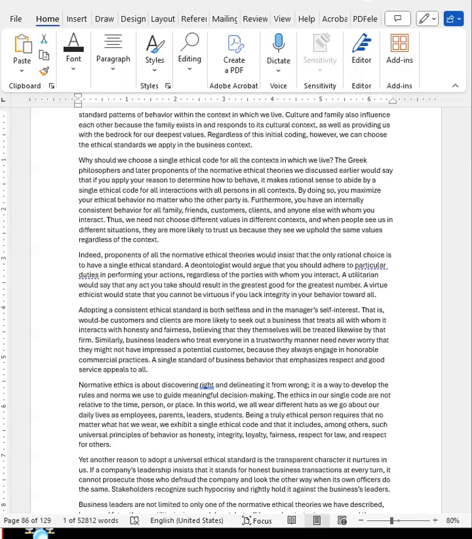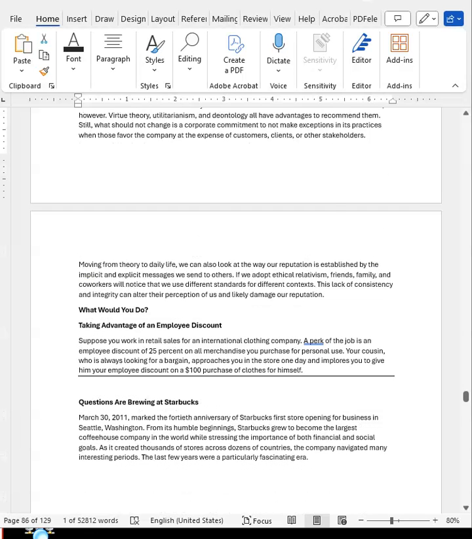Business leaders are not limited to only one of the normative ethical theories we have described, however. Virtue theory, utilitarianism, and deontology all have advantages to recommend them. Still, what should not change is a corporate commitment to not make exceptions in its practices when those favor the company at the expense of customers, clients, or other stakeholders.